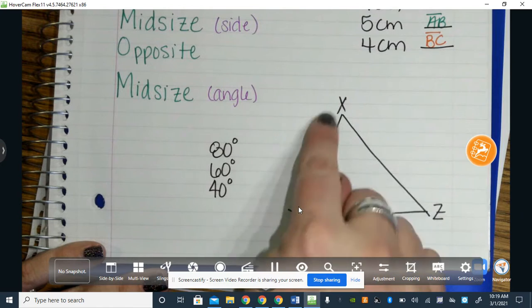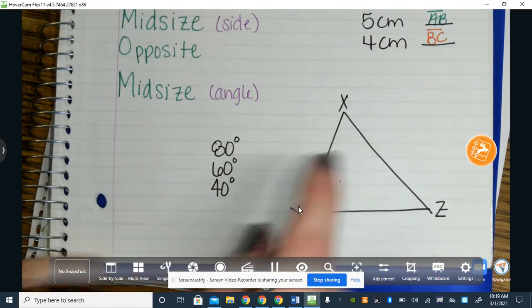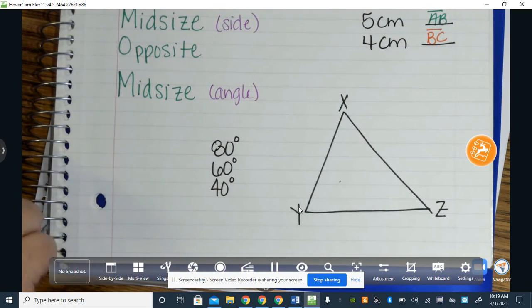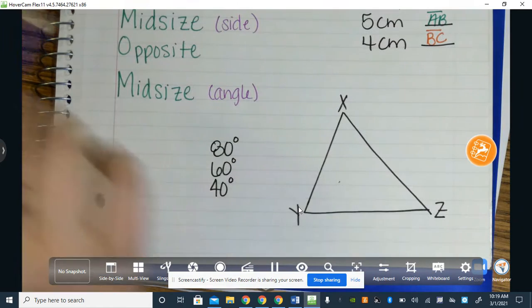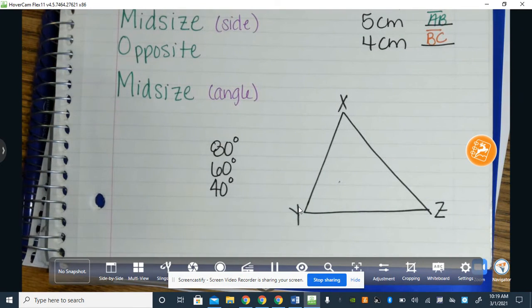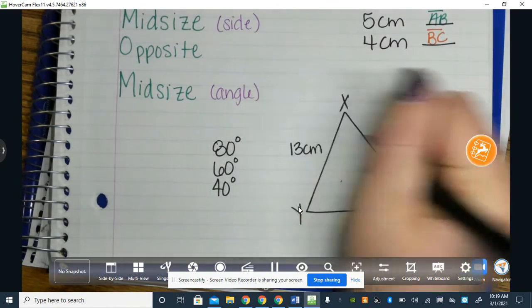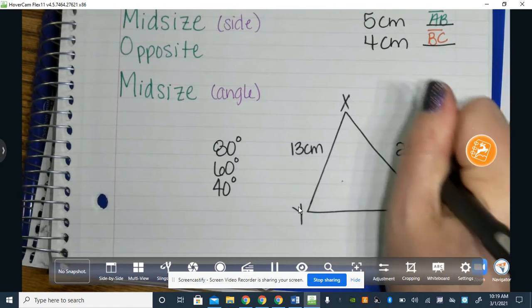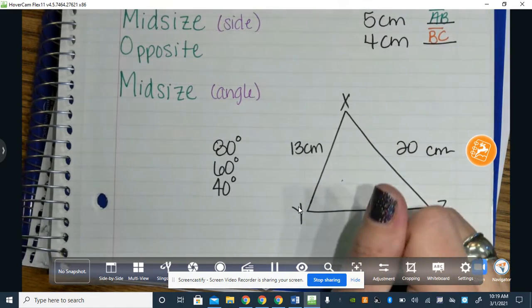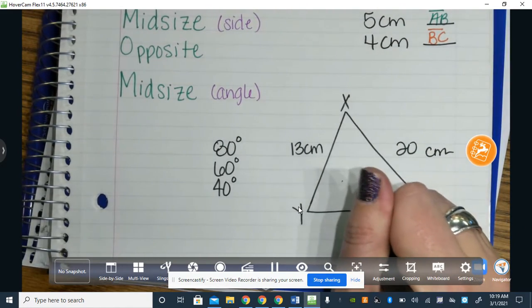They're going to give you some sides here. So I'm going to put my lengths as 13 centimeters, 20 centimeters, and 18 centimeters.